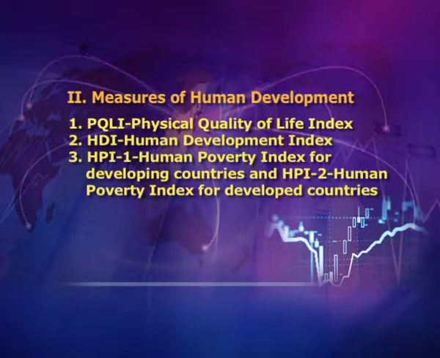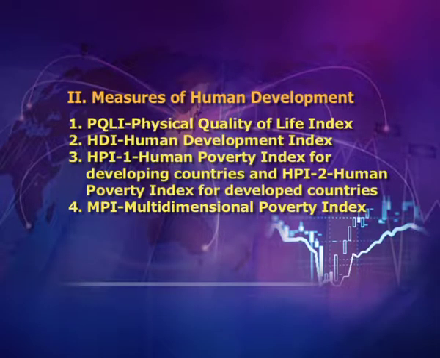Third measure is HPI 1. It is called the Human Poverty Index for developing countries, and HPI 2, which is the Human Poverty Index for the developed countries. The HPI index was developed by UN. It uses indicators of long and healthy life, access to knowledge and a decent standard of living. It is calculated in the same way as HDI.